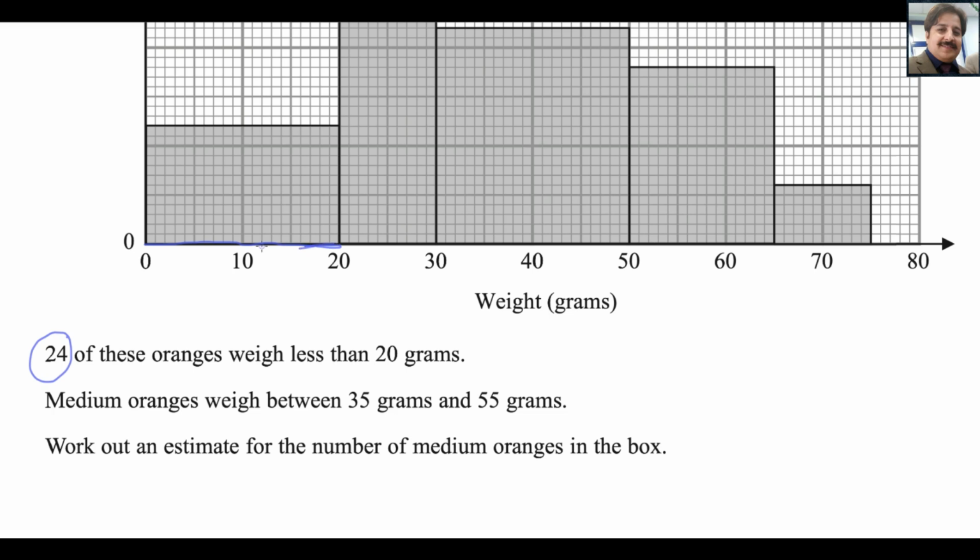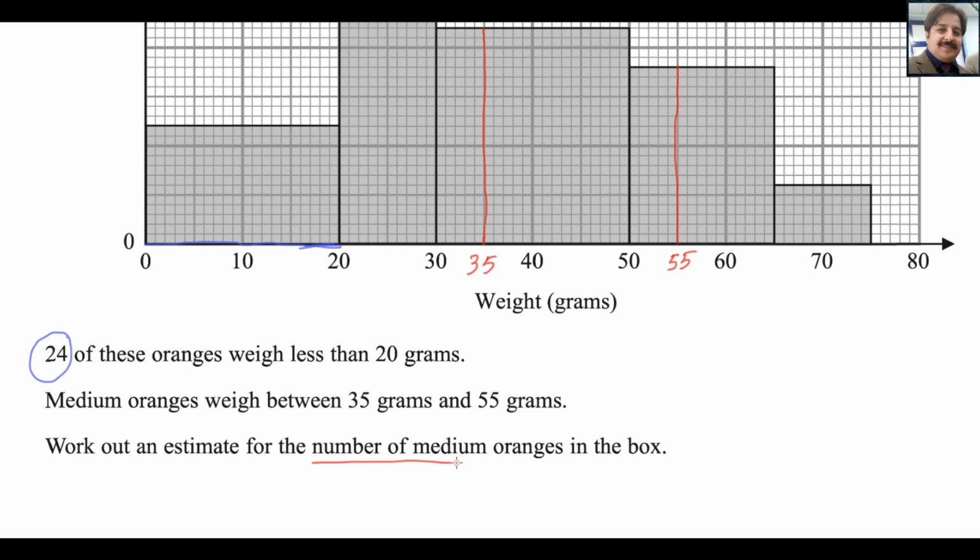Medium oranges weigh between 35 grams and 55 grams. 35 grams will be from, let me use a different color here, 35 are from here to here. You can see this is 35, this line. Okay, 35 up to 55 and 55 up to this. Okay, this is 55 and this one is 35. Okay, what about an estimate of the number of medium oranges?